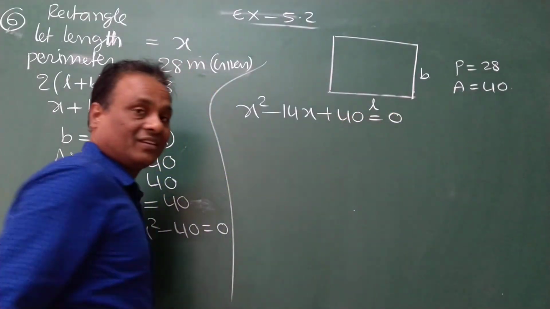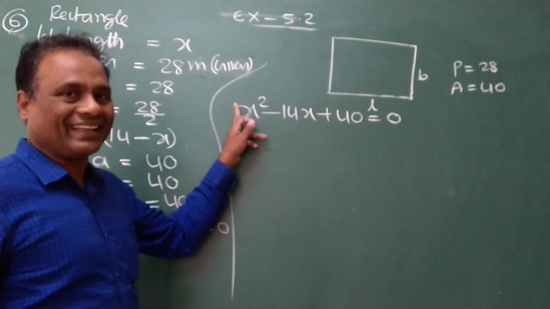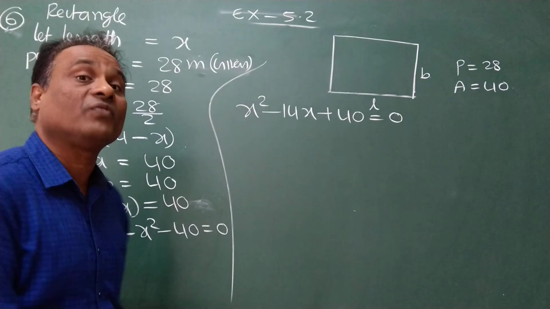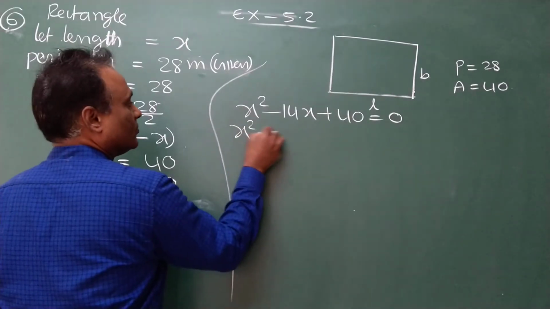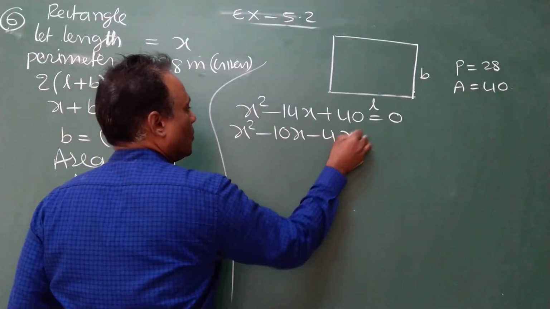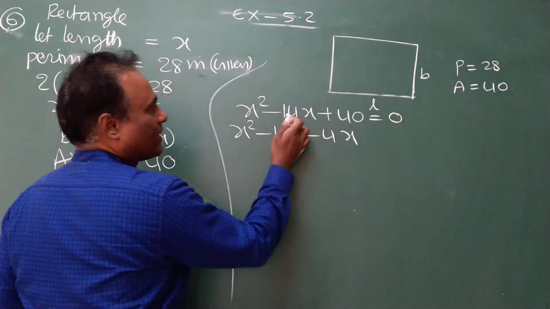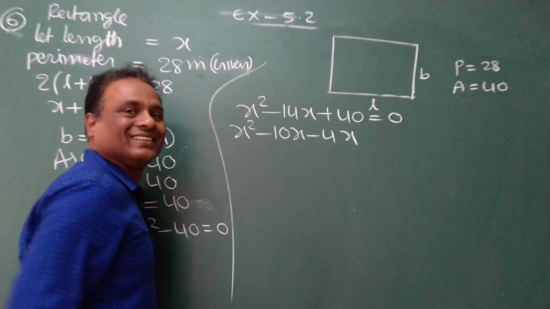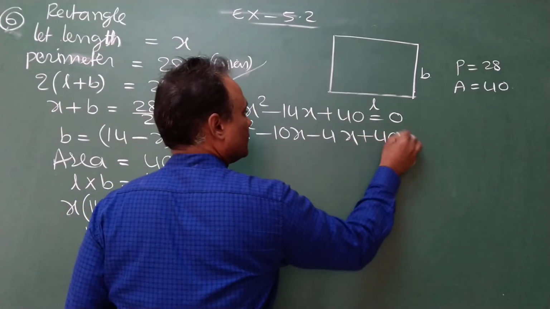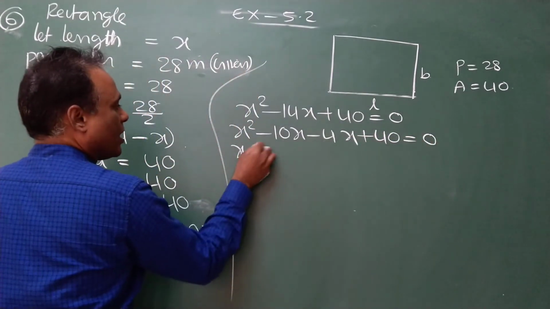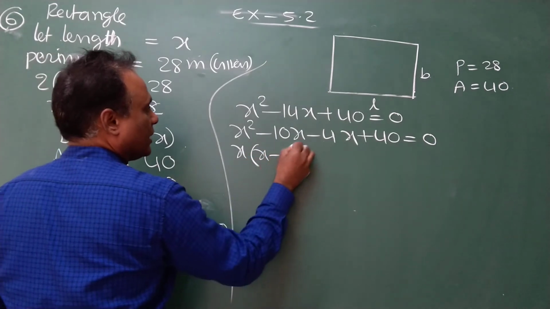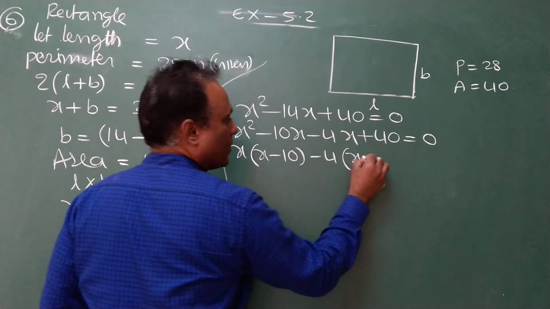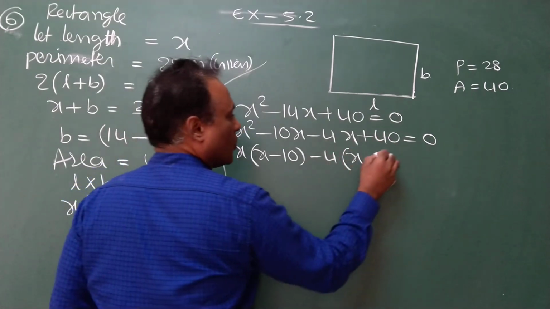Students, factors. 40 into 1 is 40. Tell two numbers whose sum should be 14 and product should be 40. 10 and 4. Minus 10 minus 4 is minus 14. Minus into minus is plus, 10 into 4 is 40. So x common in the first two, x minus 10. Minus 4 common, plus minus common means minus. 40 is 4 times 10.